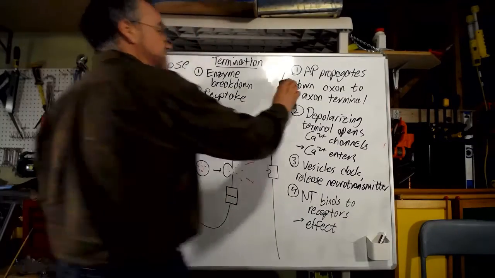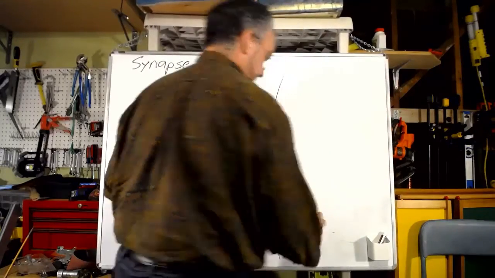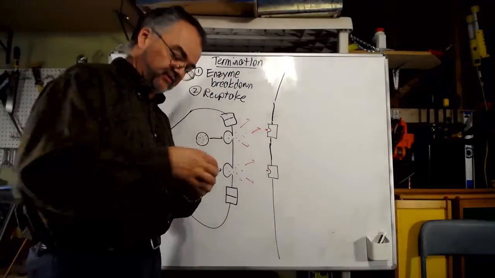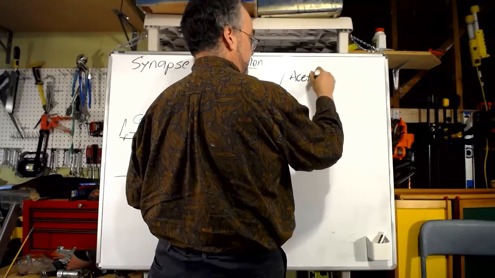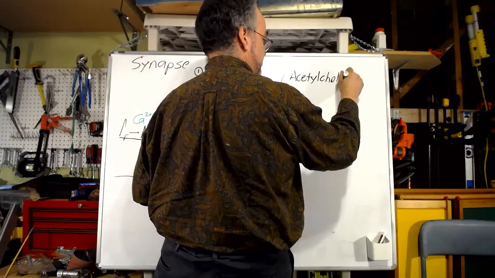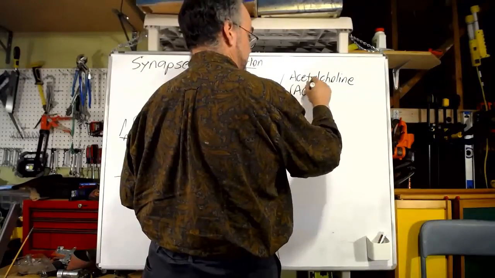As examples of those 2 methods of termination, there's a neurotransmitter called acetylcholine, often abbreviated ACH.